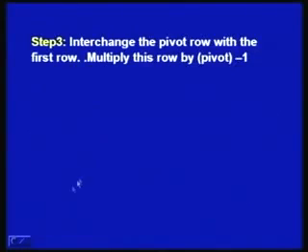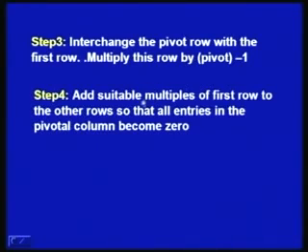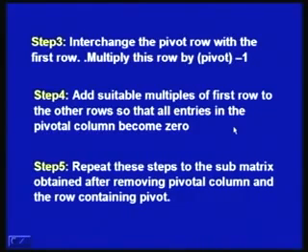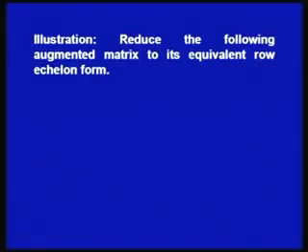The next thing is to interchange the pivot row with the first row, multiply this row by pivot to the power -1, and finally add suitable multiples of the first row to the other rows, so that all entries in the pivotal column become 0. Then we can apply this method to sub matrices after removing the pivotal column and the row containing the pivot. Let us see this with an illustration.